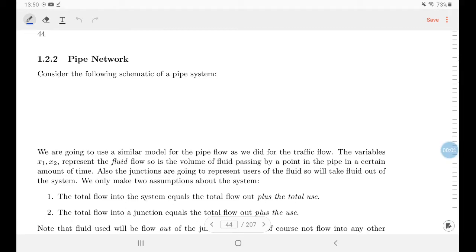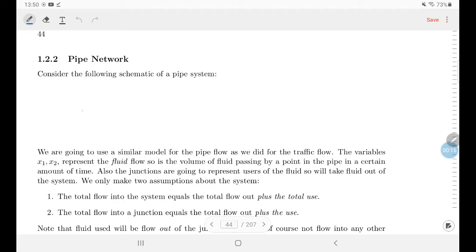application here. Now, once again, this is not how real liquids flow. This is really just for us to help us understand linear systems and parameters and stuff. So have some kind of a pipe system.